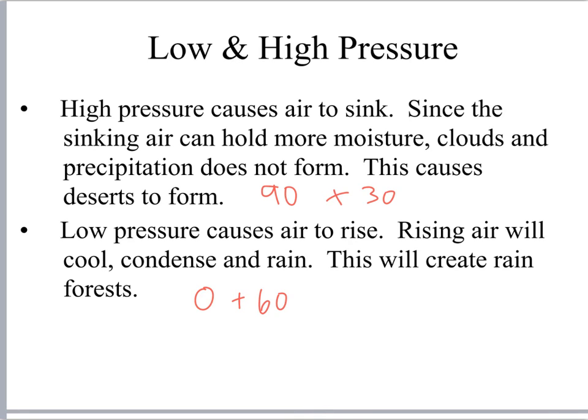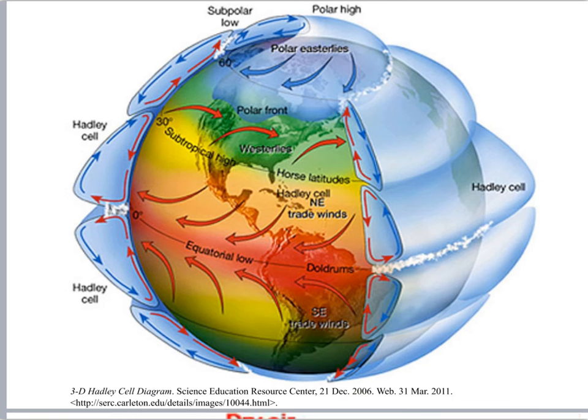So the southeastern part of the United States would be much like 30 degree latitude, which is going to be hot and dry. And 90 is going to be your cold deserts. So again, 0 is your rising air and rain, 60 is rising air and rain. 30 degrees is sinking and dry, 90 degrees is sinking and dry.